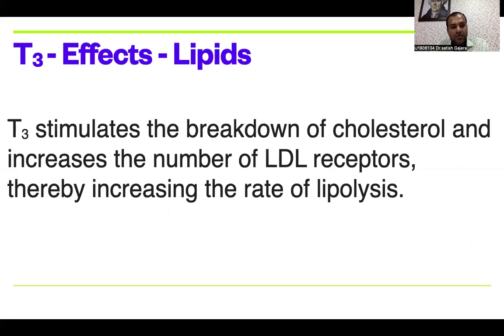Effects on lipids: T3 stimulates the breakdown of cholesterol and increases the number of LDL receptors, thereby increasing the rate of lipolysis. T3 stimulates the cholesterol breakdown, so it controls the cholesterol in the serum level, and it increases the number of LDL receptors, so it increases the rate of lipolysis. So overall, T3 controls the lipid profile.